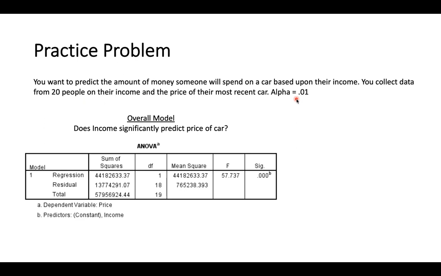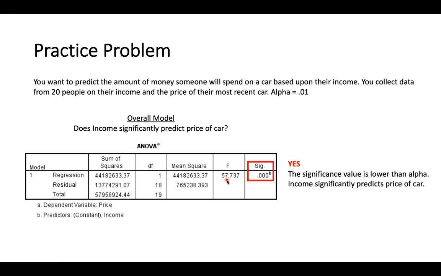So just pretend like we've put all the data into the computer, and we told the computer to run a linear regression, and it produces this ANOVA table for our overall model. We can see that our dependent variable is in fact price of the car, and our predictor is income. So the first question you have to ask yourself, does income significantly predict the price of the car? And the answer is yes. We have an F of 57.737, which is derived from our sums of squares. And the significance value is lower than our alpha of 0.01.